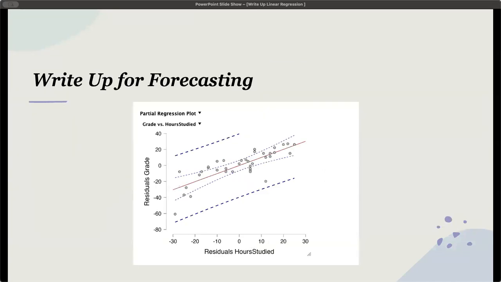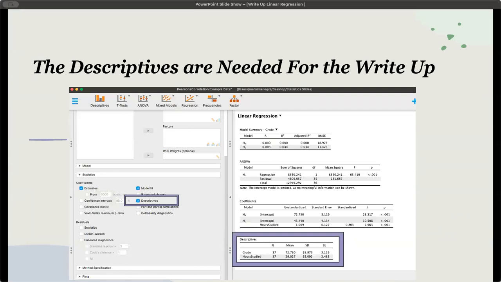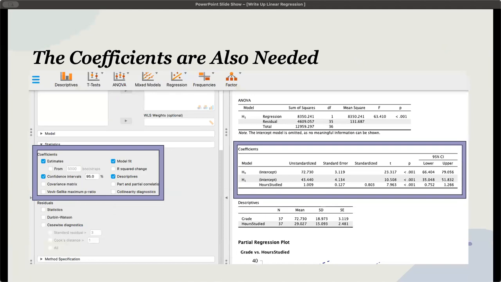So if we only wanted to look at the causal relationship, we would stop there. But if we want to do a write-up for forecasting, then we're going to continue. If you want to do forecasting, the first thing you're going to need is to grab the descriptives. So you would just click on the descriptives box. The descriptives will show up right here. And then you would also need the coefficients. So you're going to go to the coefficients and also click on a 95% interval. So we've got the coefficients here and 95% confidence interval here.